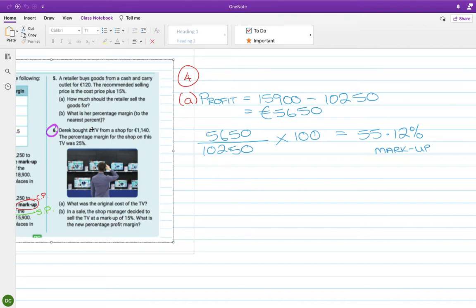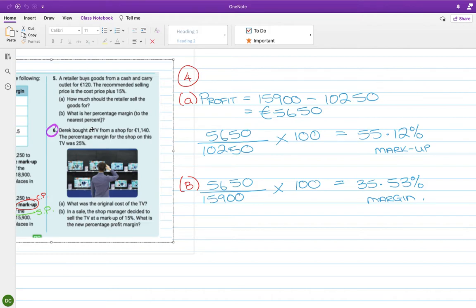And then for the margin, same profit, 5,650, but this time you put it over the selling price, which is 15,900, to get the margin. So 5,650 divided by 15,900 multiplied by 100, and to 2 decimal places we get 35.53% margin. Okay, that's 4.